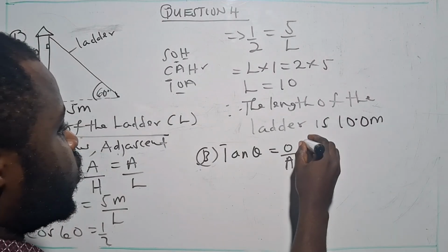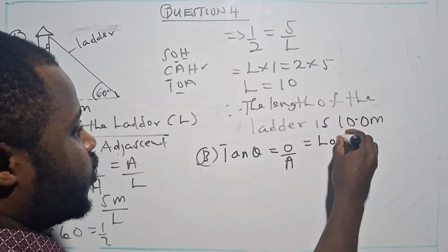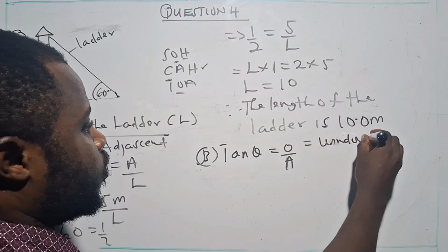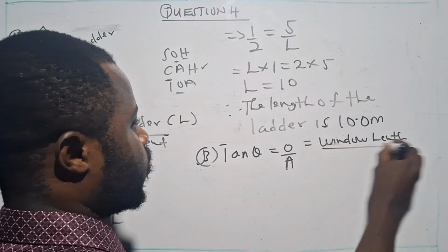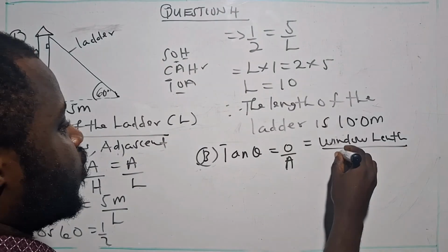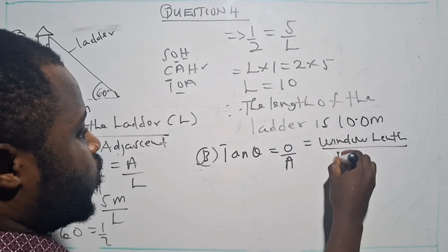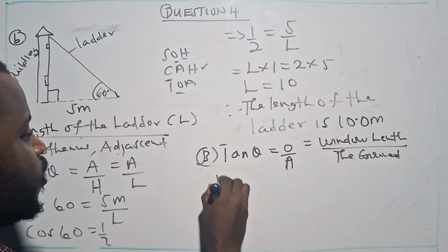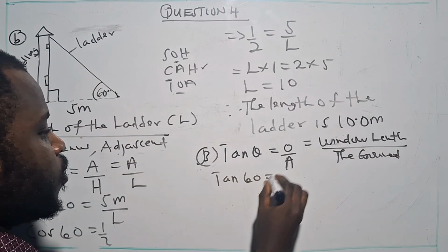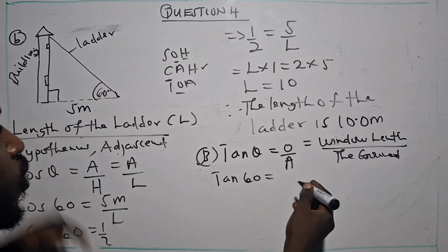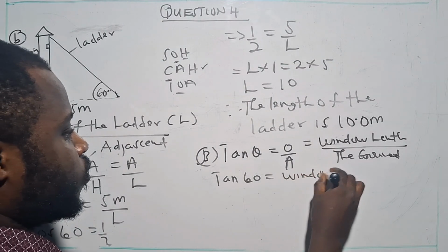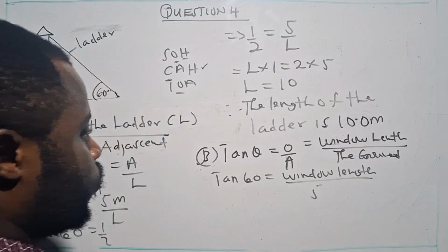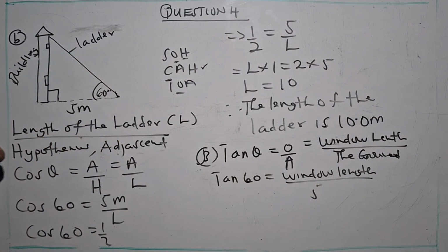The opposite is the length, or let me say the window length, over the adjacent or over the ground. So here, tan 60 is opposite over adjacent. The opposite is the window length, and the ground was what? The ground was 5 meters.